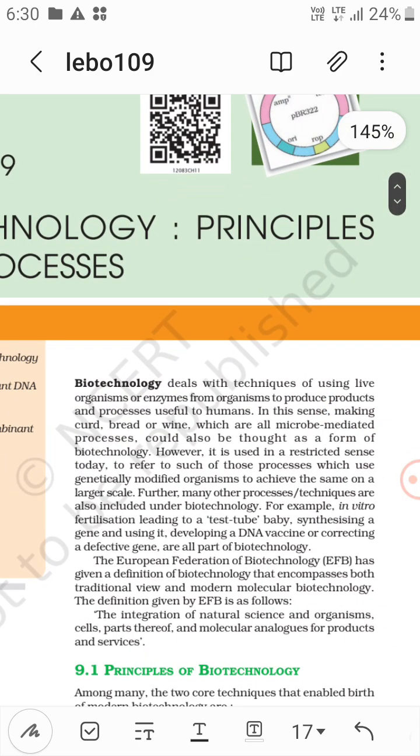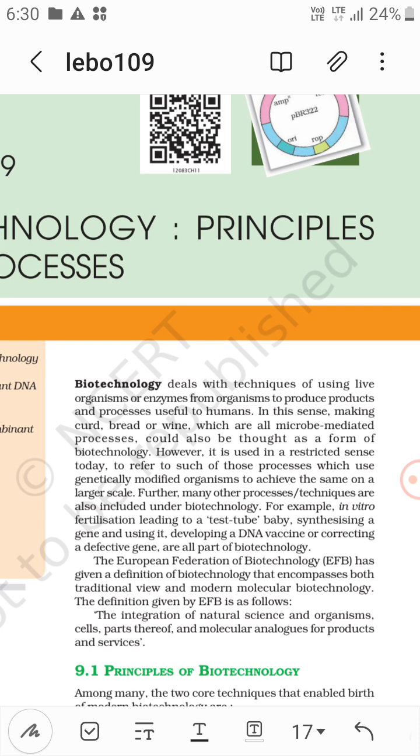Biotechnology deals with techniques of using live organisms or enzymes from organisms to produce products and processes useful to humans. In this sense, making curd, bread, wine, which are all microbe-mediated processes, could also be thought of as a form of biotechnology. However, it is used in a restricted sense today to refer to those processes which use genetically modified organisms to achieve the same on a large scale. Further, many other processes and techniques are also included under biotechnology. For example, in vitro fertilization leading to a test tube baby, synthesizing a gene and using it, developing a DNA vaccine, or correcting a defective gene, that is gene therapy, are all part of biotechnology.